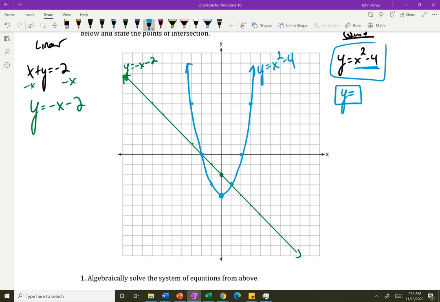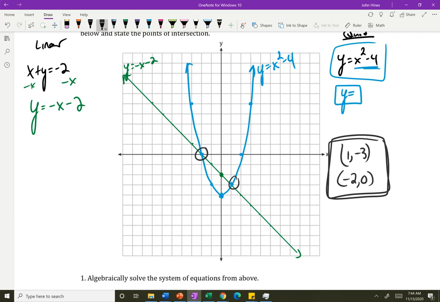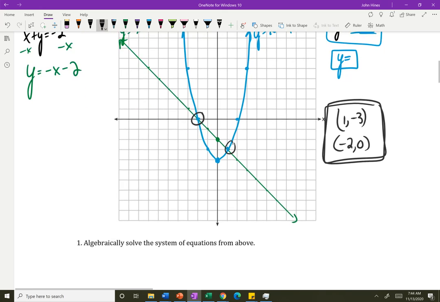So again, pause the video. Make sure you can do that on your calculator. Go to y equals and go to the table to plot those points. So what do I care about? The solution of the system are the 2 points where they intersect. So it's at the points 1, negative 3, and negative 2, 0. Those are the solutions to the system of equations. There's 2 of them. This line and that parabola intersect twice.